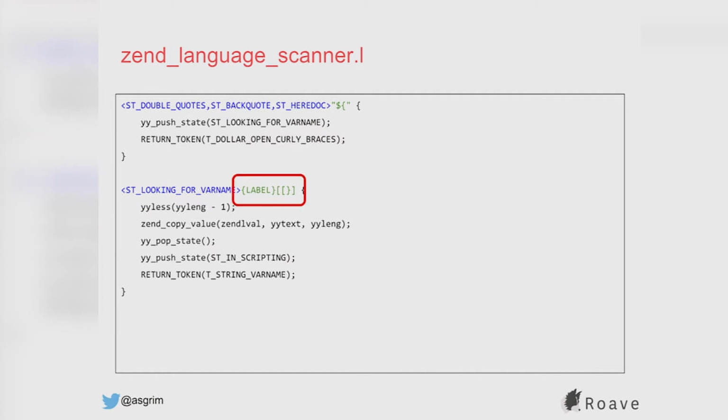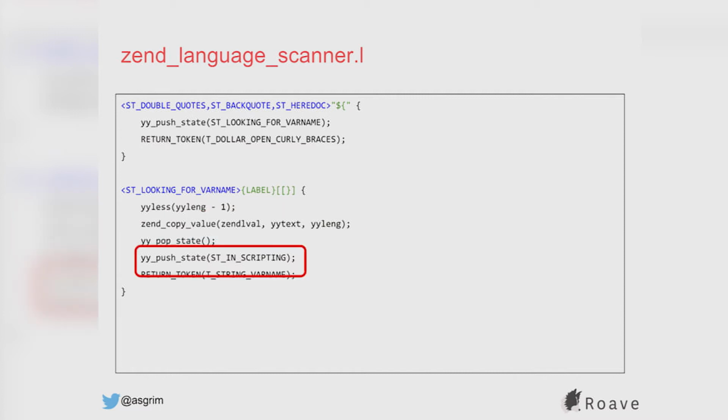And the label there is just a shorthand for matching a variable name, followed by a curly brace. And if we encounter this, we're going to do this copy value, which basically says, along with the token, we're going to put the value we matched, the variable name.